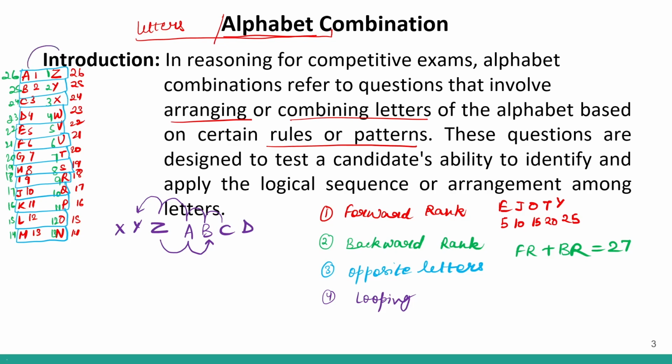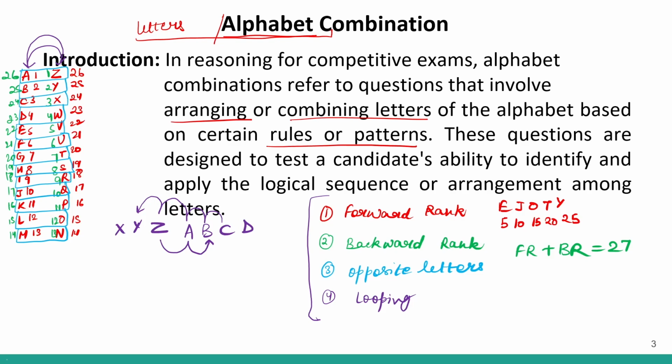So after Z, we come to A, and before A, we come back to Z. So this is the concept of looping. Okay, just based on these 4 concepts, you can solve any question that involves alphabets.